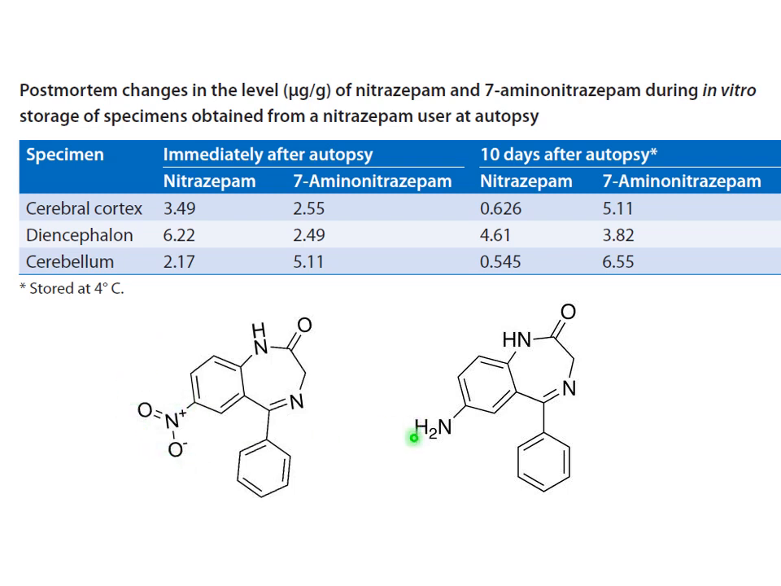a nitro group here that can be metabolically reduced to H2N. So NO2 to H2N. Now, it happens in the living body, so around one half, in some cases more than one half, of nitrazepam is already metabolized. But after storage of 10 days in a fridge, most of the nitrazepam was metabolized further. So in some cases you practically have no nitrazepam left.